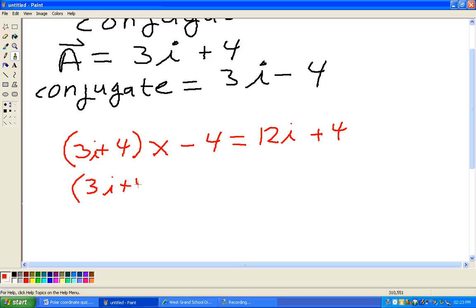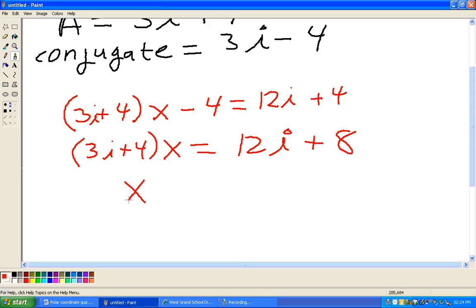Wait, wouldn't it be 12i plus 4? Sorry, I wasn't listening. Would everybody agree with that? Now, at this point, here's the letter x. I want the other thing to go away, so we would divide. So x equals 12i plus 4 over 3i plus 4. Okay, this is an example. Is everybody still okay with what I've done?